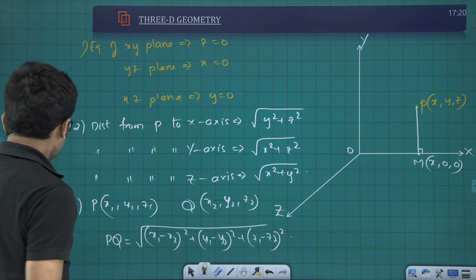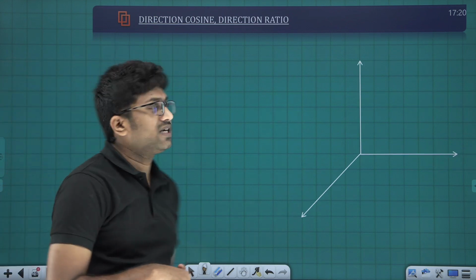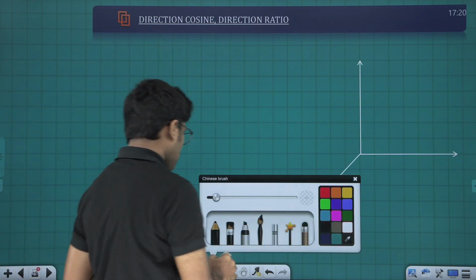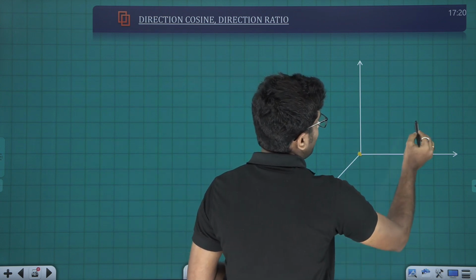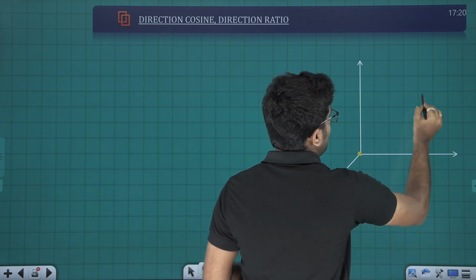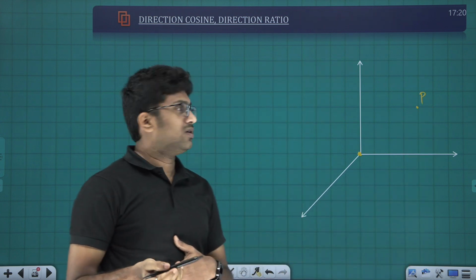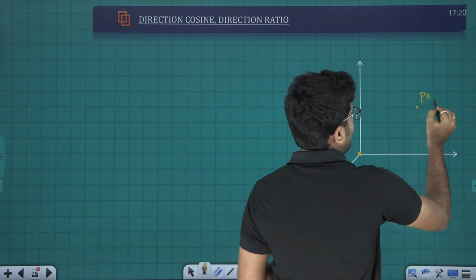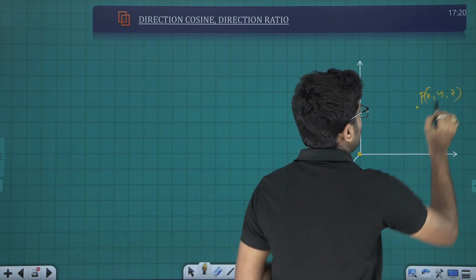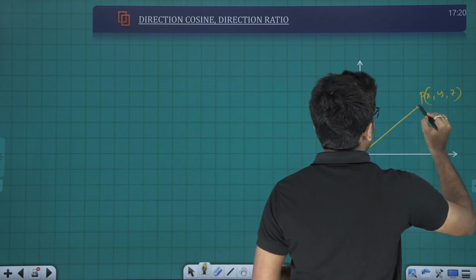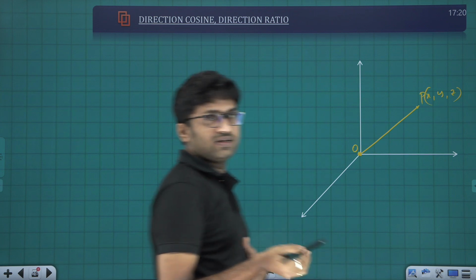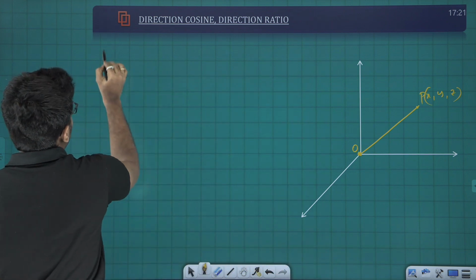Next, direction cosines and direction ratios, which is one important topic among 3D. We start 3D actually from here. Let's say P has some coordinates x, y, z, friends. So if we join this line segment to the origin, then we get OP. OP bar is any line segment.